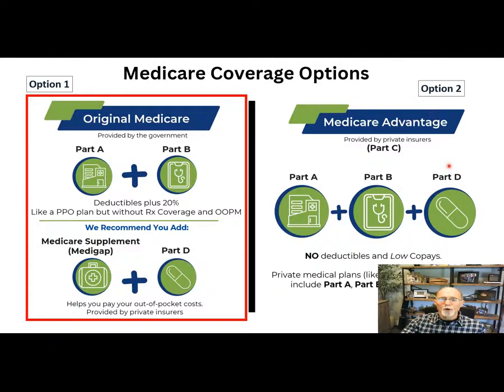For your second option, which is your Advantage plan, Part C, it operates more like an HMO. So it's with a carrier. They cover Part A and Part B and include Part D prescription drug plan. Okay, so both are really excellent options and give you very good coverage. It just really depends on what your budget is, what you're used to, and what your needs are.